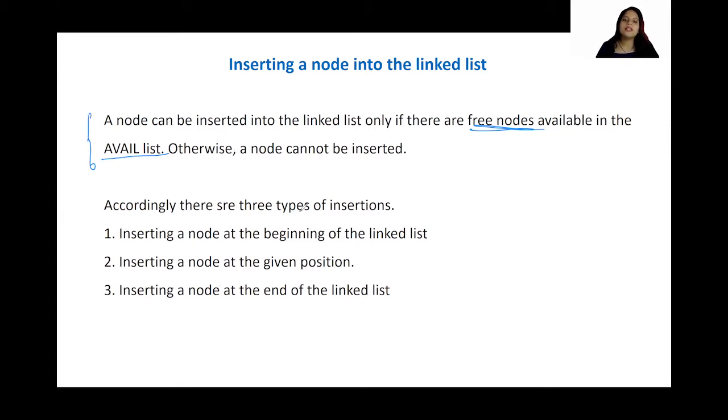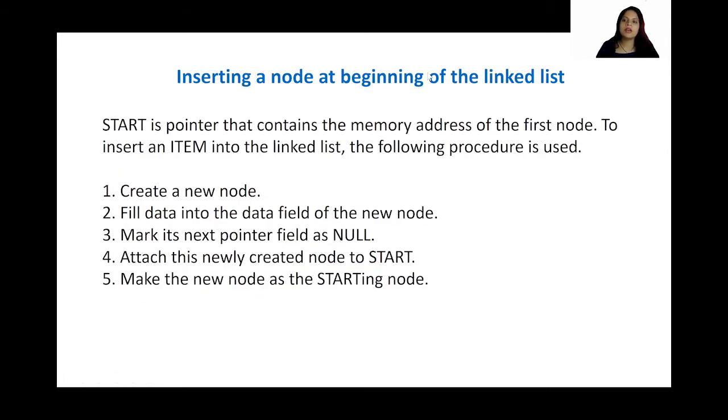Accordingly, there are three types of insertions which we can perform. What are those? Inserting a node at the beginning of the linked list, inserting a node at a given position, and inserting a node at the end of the linked list. So there are three types of insertion which we can perform in a linked list. Now, let's see them one by one. First, inserting a node at the beginning of the linked list. How can we do that?